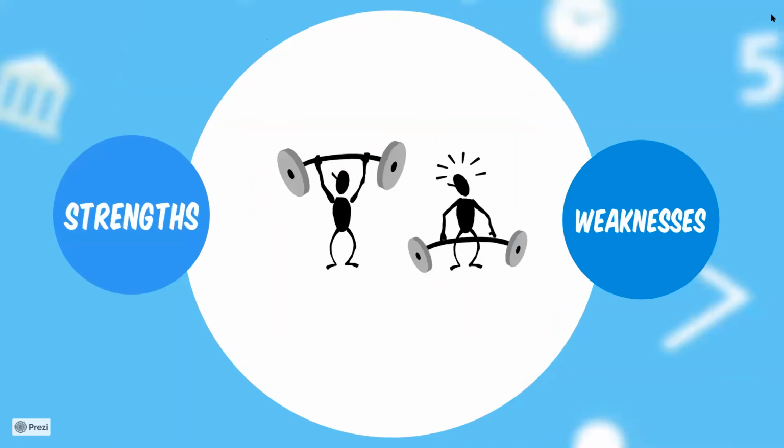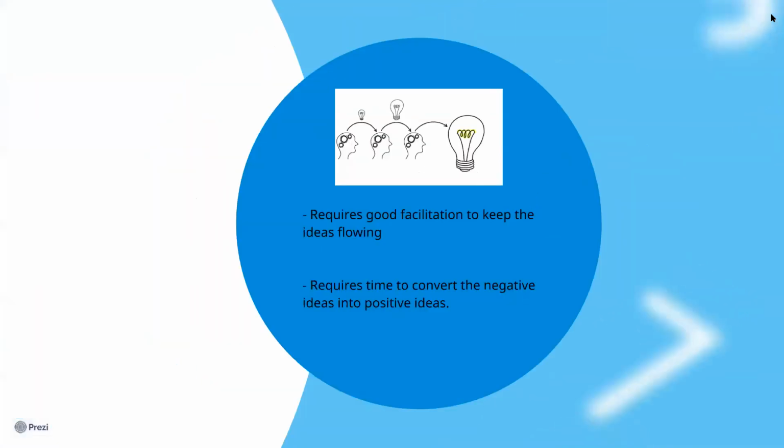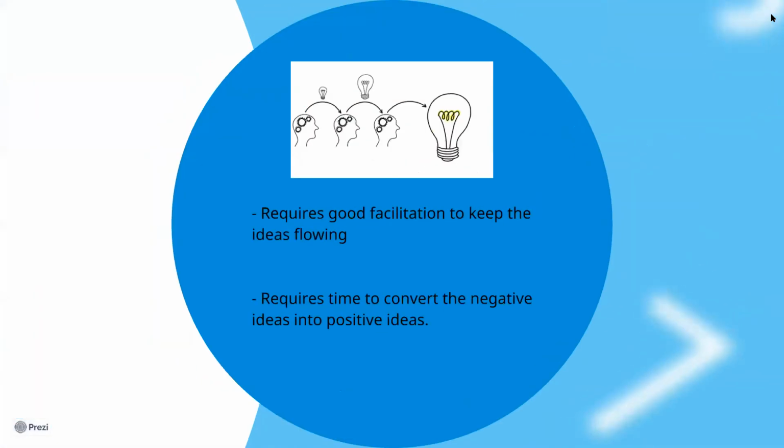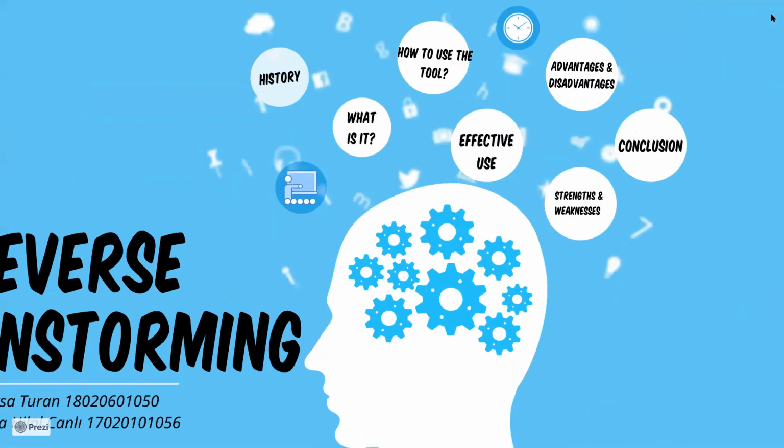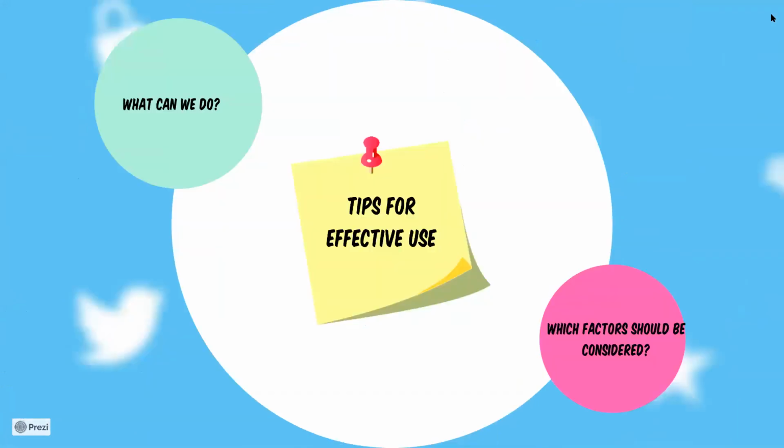Let's continue with the weaknesses part. It requires good facilitation to keep the ideas flowing, and it also requires time to convert the negative ideas into positive ones. Now let's continue with how to use it effectively. Reverse brainstorming is a good and creative technique to try when it is difficult to identify solutions to the problem directly. So, what can we do and which factors should be considered?